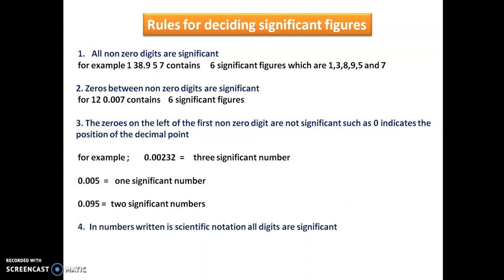Rule number 4, in numbers written in scientific notation, all digits are significant. For example, 2.035 times 10 raised to 2. This is the scientific notation, and we have four significant numbers for this, that is 2, 0, 3 and 5. Next example is 3.25 times 10 raised to minus 5. For this we have to consider 3 significant numbers.